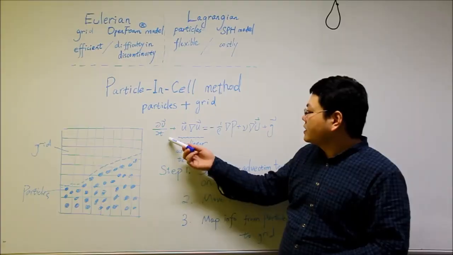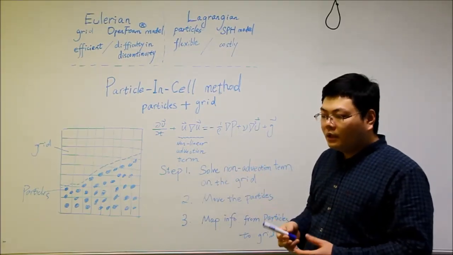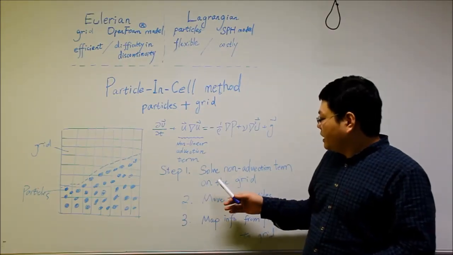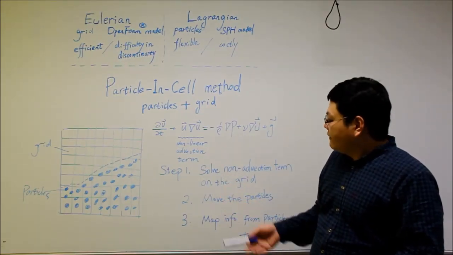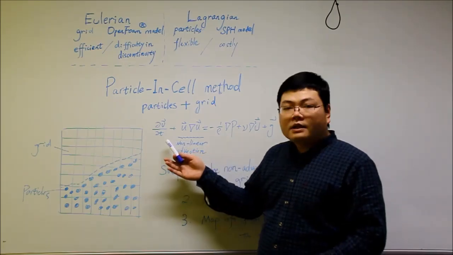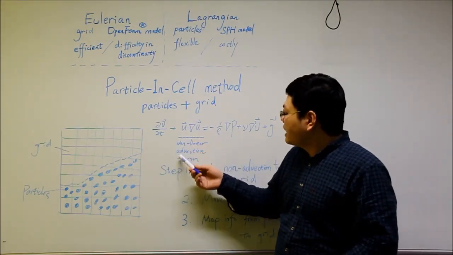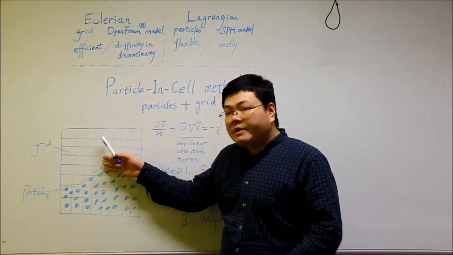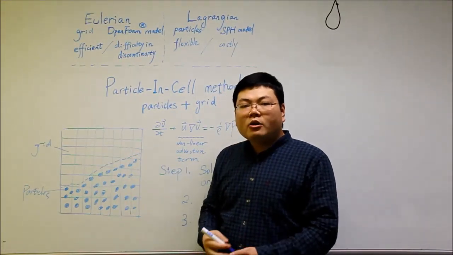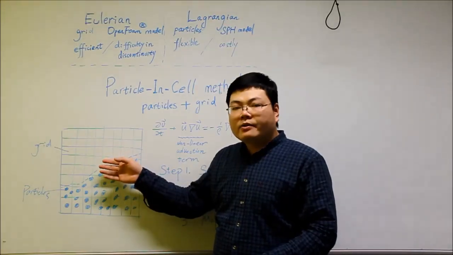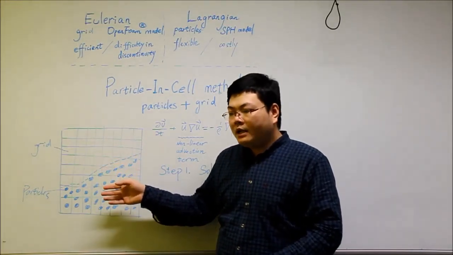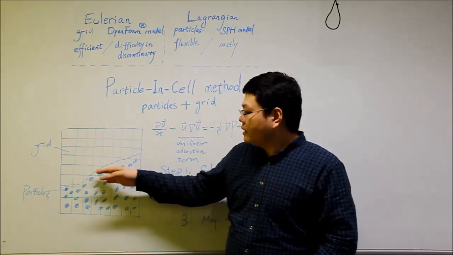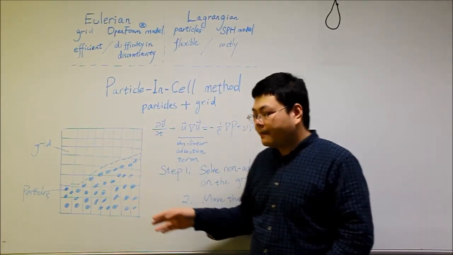Let's take the Navier-Stokes equation as an example. According to the particle in cell methodology, the solution is divided into three major steps. In the first step, the Navier-Stokes equation, ignoring the nonlinear advection term, is solved on the grid. Now, this can be very efficient, as any optimized numeric scheme based on the grid can be employed. Once this is done, the information on the grid will be transferred onto the particles for the next step.